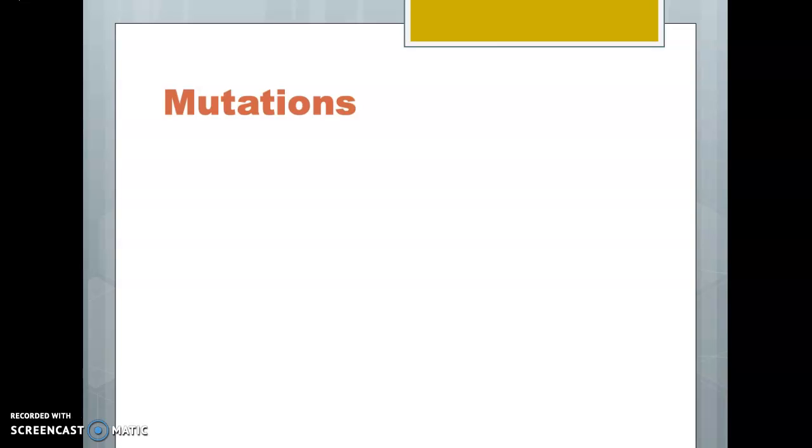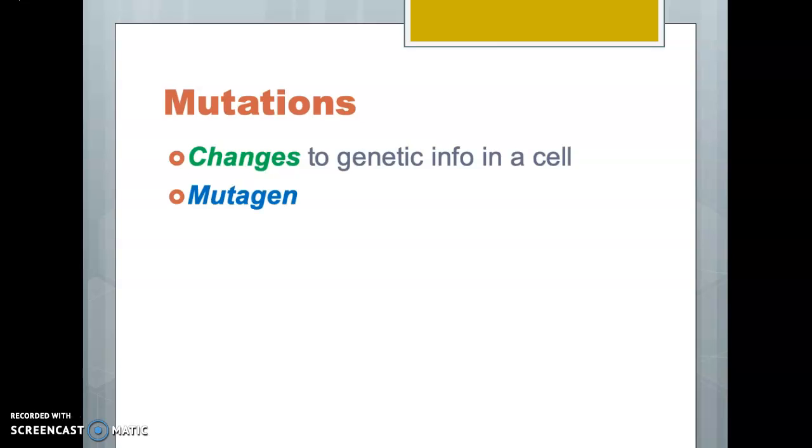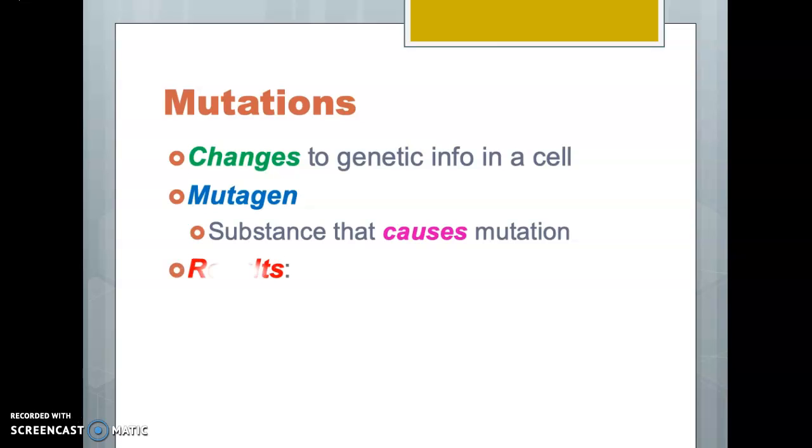All right, now let's talk for a second about mutations. We've already talked in class about how mutations are changes in the genetic information of a cell. It's changes to the DNA. A couple of terms. Mutagen is any substance that can cause a mutation. That's a little bit different. You've probably heard the term carcinogen before. A carcinogen is any substance that causes cancer. Mutagens can cause mutations, but they don't necessarily lead to cancer.